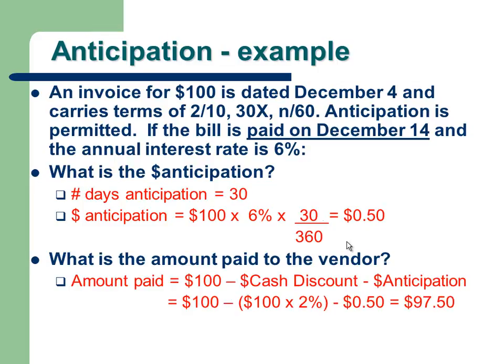Then how much should be paid to the vendor? From the invoice, you will have to not only take off the anticipation, but also take off the cash discount, because you paid before the cash discount period ends, right? So the cash discount is 2%. It says 2/10, so it's 2%. 2% of $100 will be taken off as cash discount, so that's $2. And also the anticipation was calculated to be 50 cents. So you subtract $2.50, and that leaves $97.50 as the net amount due.